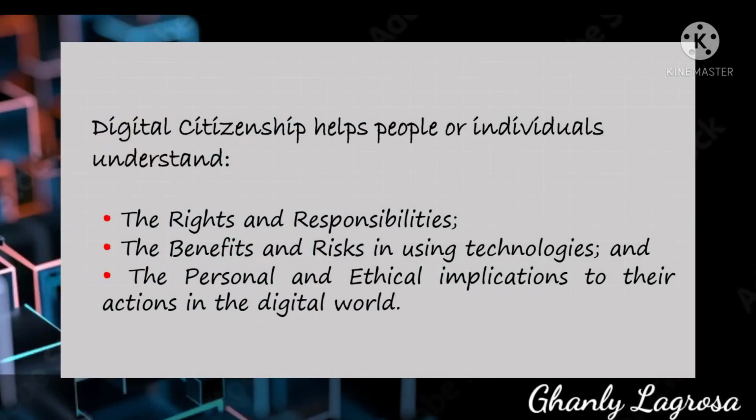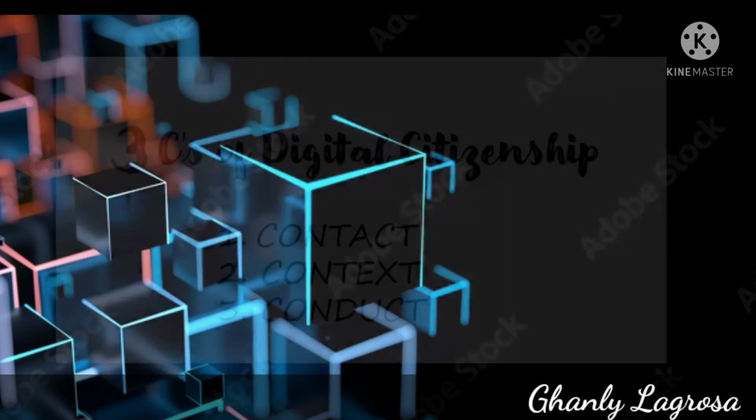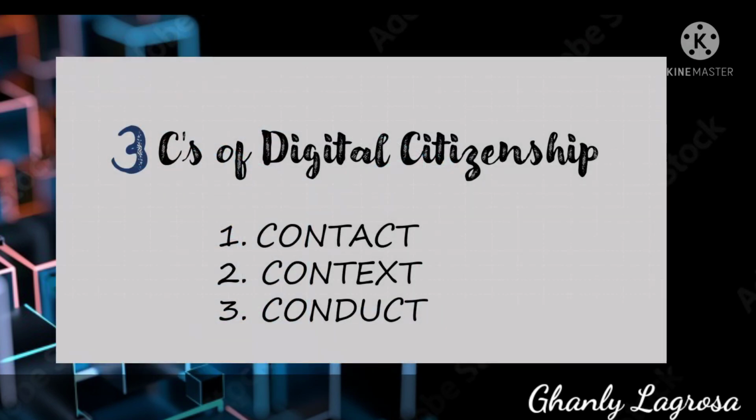Thereof, this means that digital citizenship helps individuals understand the rights and responsibilities, the benefits and risks in using technologies, and at the same time the personal and ethical implications of their actions in the digital world. There are actually three factors to consider in this context. These are what we call the three C's. Three C's of digital citizenship.